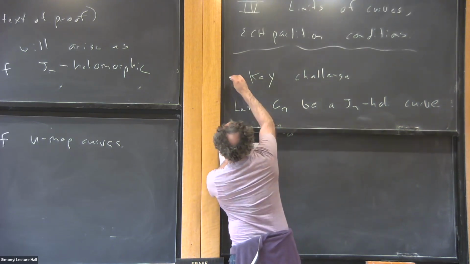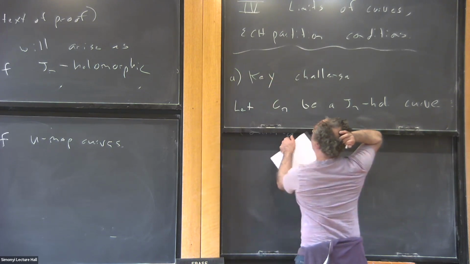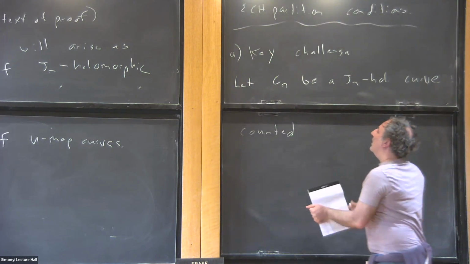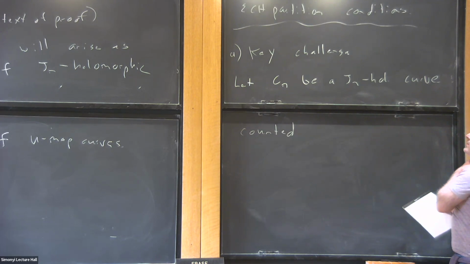This is part 4, part A. There's going to be a part A and a part B. In principle, they don't seem to have much to do with each other, but in fact, they fit together very beautifully. And that was one of the key insights in the proof.